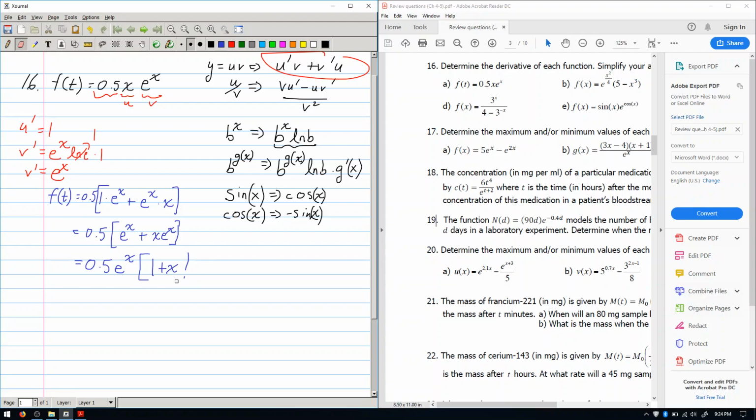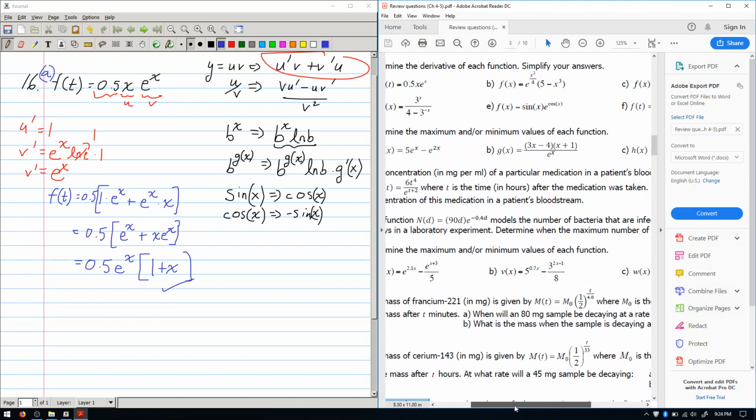inside the bracket. Now what's neat about this is that if I want to find the derivative and simplify my answer, I'm pretty much done. All you have to do is literally factor out a common factor and see if you can clean up what's left inside the square bracket. I can't really clean this up, so I'm pretty much done. That's it. That's 16a.